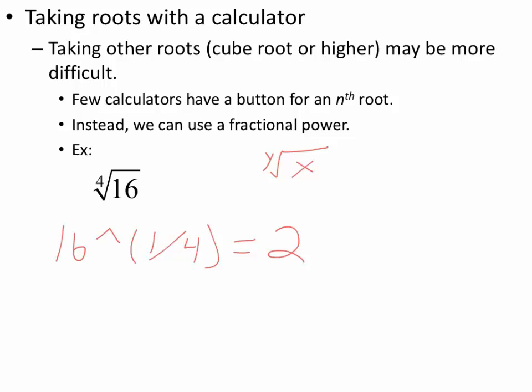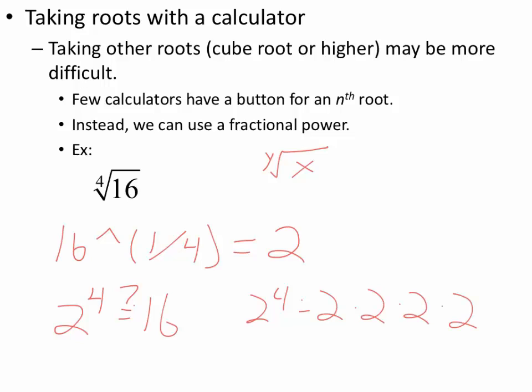So let's go back and check. If this is true, then we need to be able to say 2 raised to the fourth power is 16. And let's check and make sure that that's true. We know that 2 raised to the fourth must be 2 times 2 times 2 times 2. Well, 2 times 2 gives us 4, and another 2 times 2 gives us 4, and 4 times 4 does in fact give us 16. So this is right.